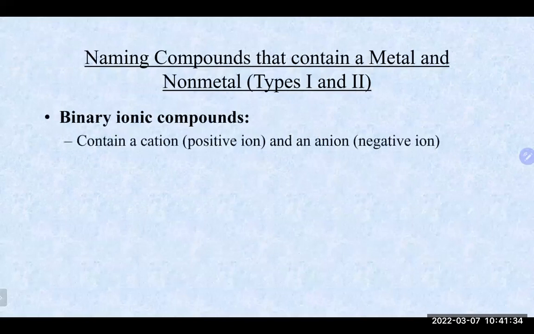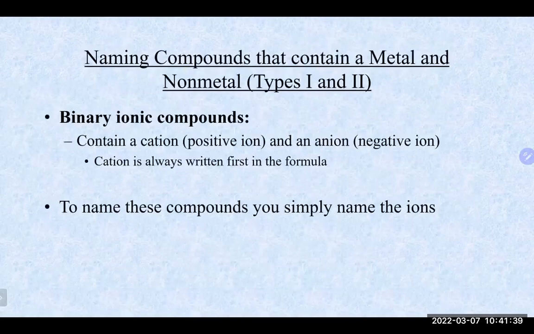So we're going to start with ionic compounds. And these guys are sometimes referred to as type 1 and type 2 compounds, and these are ionic.